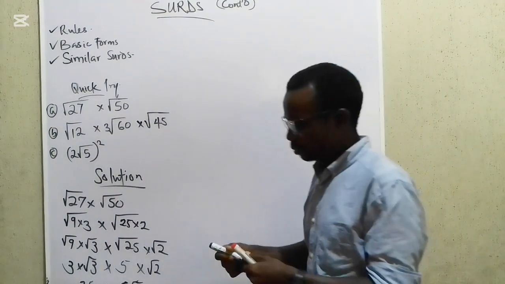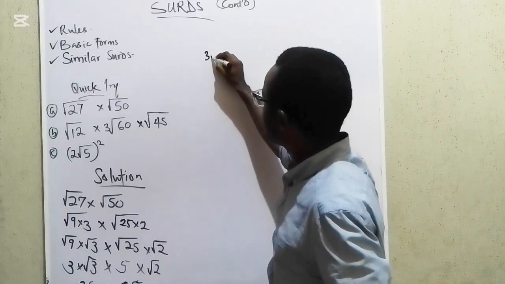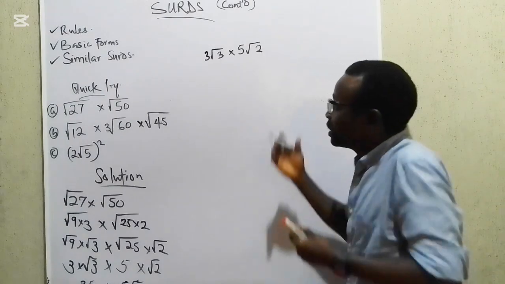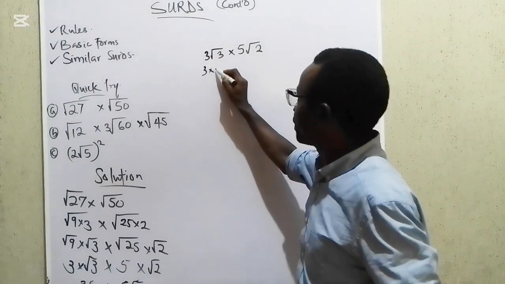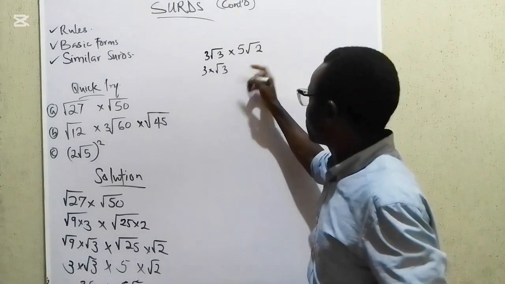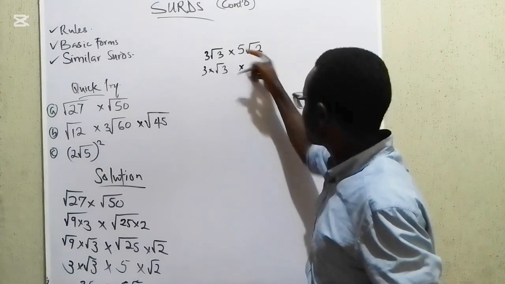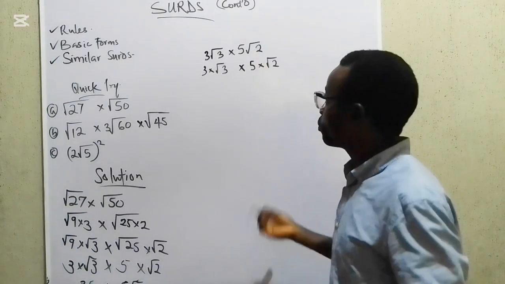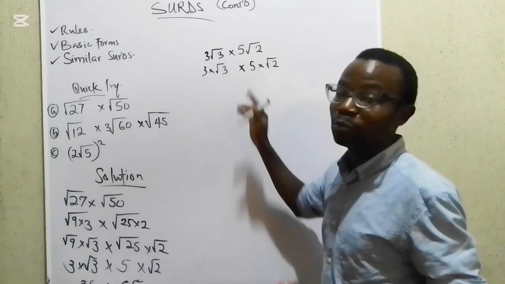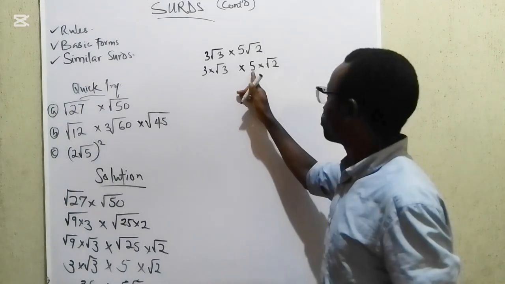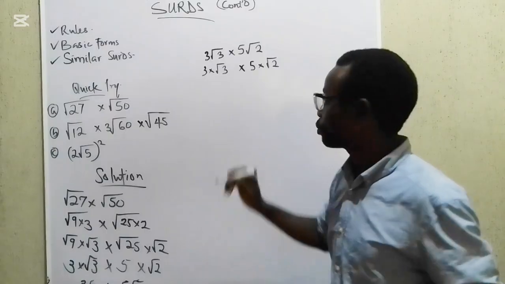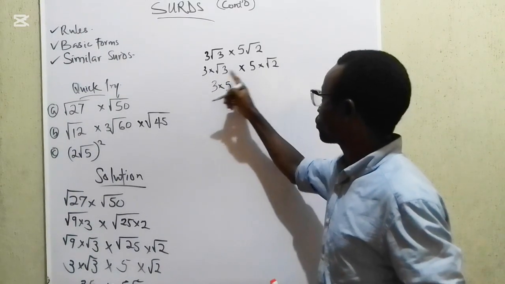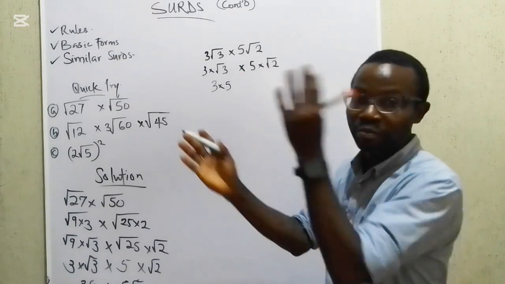So what we have here is 3 root 3 times 5 root 2. Now this still means 3 times root 3, and this 5 means 5 times root 2. Is that okay? So what we'll do is multiply like terms. Multiply this 3 and this 5, because the roots are not related. It's all the same operation, times, so you can swap them anyhow.